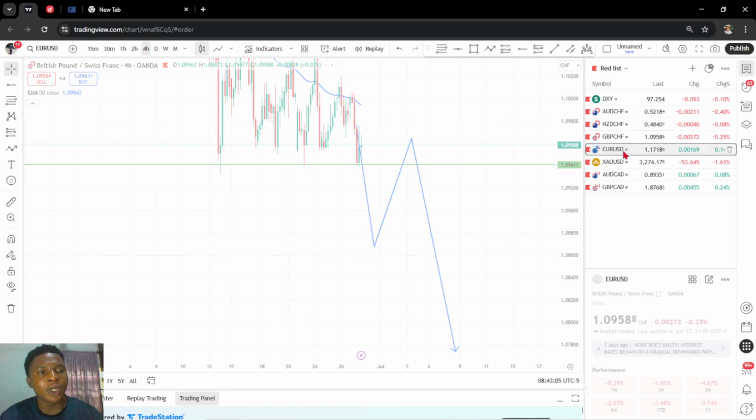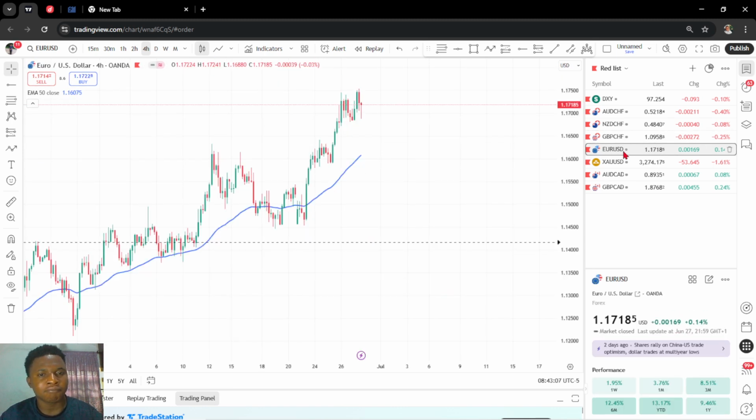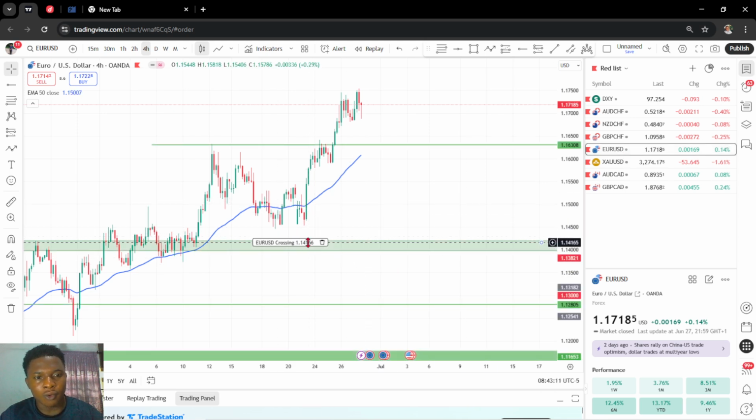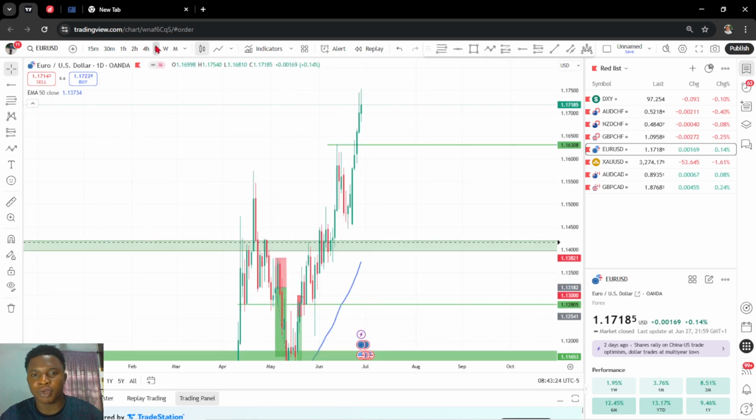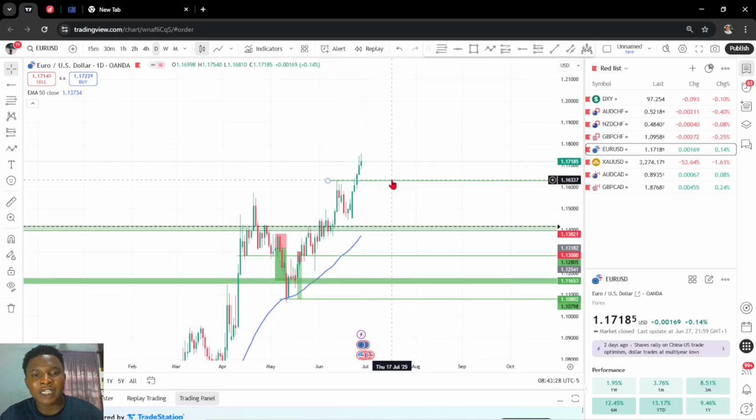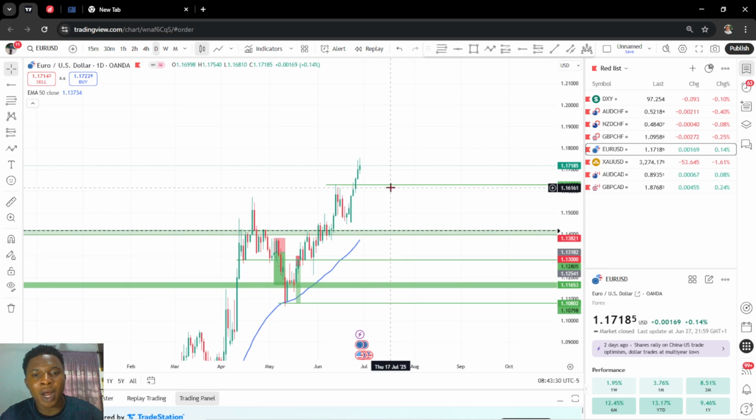So previously on EURUSD, I was anticipating EURUSD to drop a little lower, but EURUSD refused to drop. So currently I'm not even interested in EURUSD, but overall EURUSD is bullish. Overall it is bullish. So for me to enter this market, I always wait for pullbacks to happen.